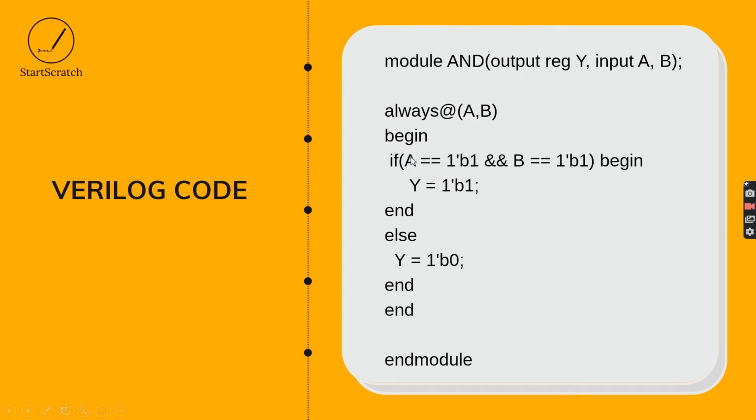And coming to the always block, in the if condition I used the property which I mentioned before. It is a equal to 1 and b equal to 1. If both are true, then the output y equal to 1, or else on the other conditions y equal to 0. And here the AND gate Verilog code will be displayed like this.